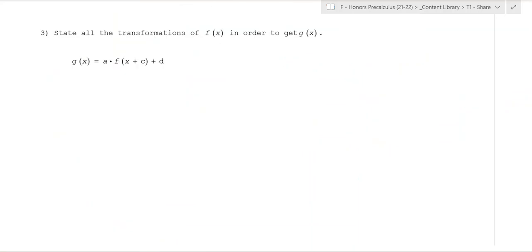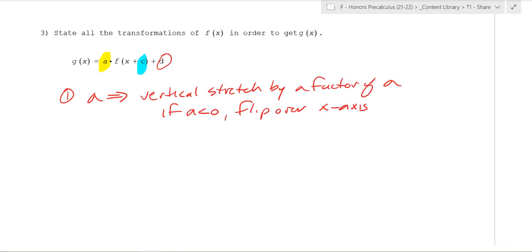So we're going to use these base functions and transform them. Our base function is going to be called f here. So that's the function f of x, and there are 3 different letters, 3 different places we can modify what's going on: a, c, and d. So for a, that's where you start. What does a do? It's a vertical stretch by a factor of a, and if a is less than 0, it flips the entire graph over the x-axis.